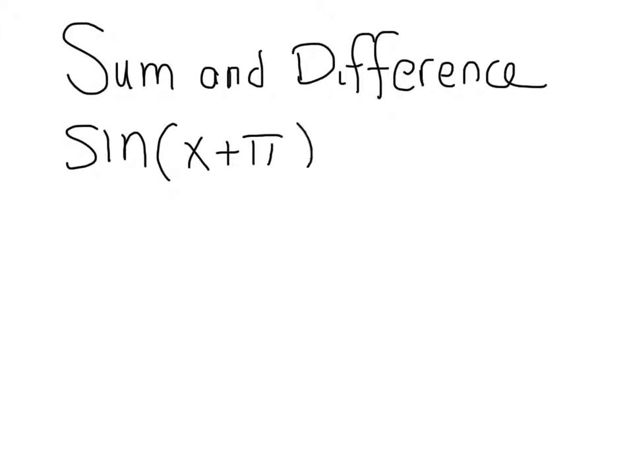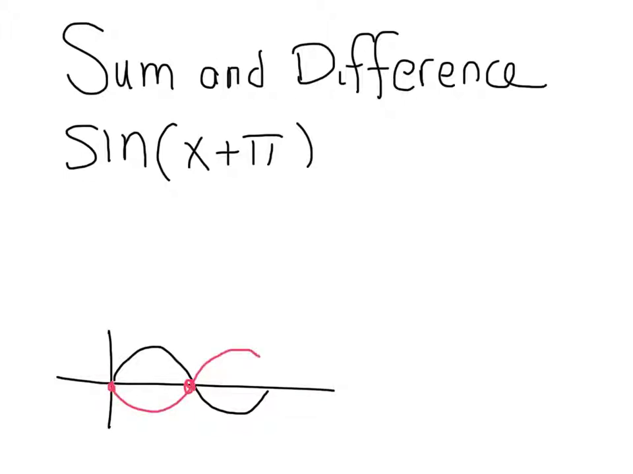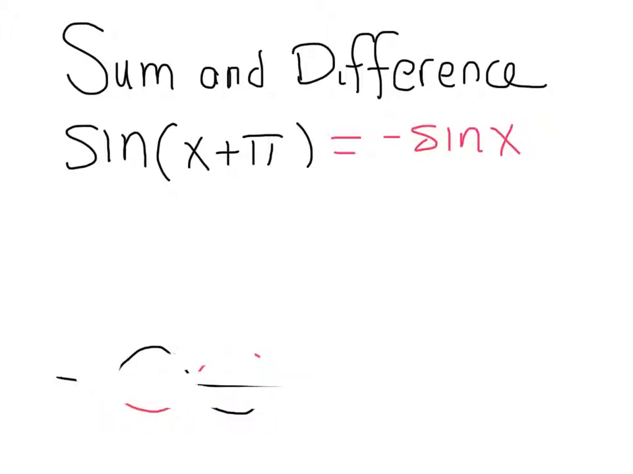Now, we learned graphically that if we took the sine function and scooted it over to the left 180 degrees, like this point would go here, and so it would end up looking like this. So we know graphically that sine of pi plus x should be equal to negative sine x, but what we're going to do today is prove that algebraically, with the sum and difference identities.